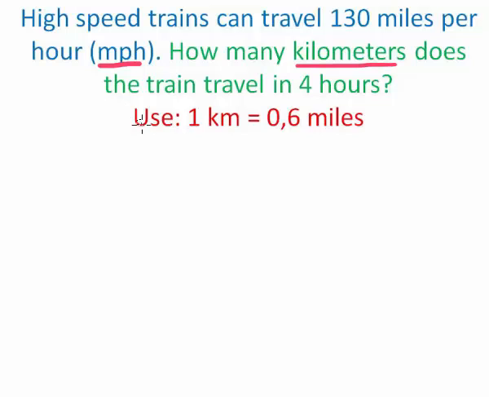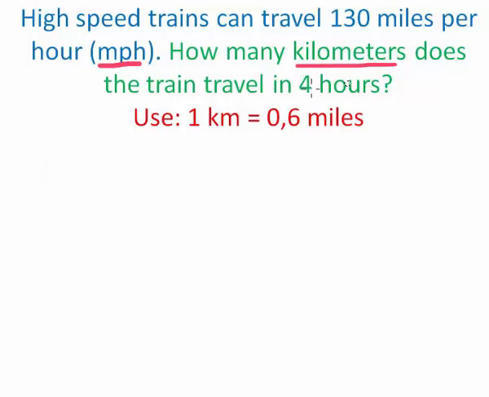Okay, so 130 miles per hour. Let's start with that. What is 130 miles per hour in kilometers? If we have miles per hour, we've got to change that to kilometers. Let's start by calculating how many miles it does in the 4 hours. Okay, so how many kilometers?